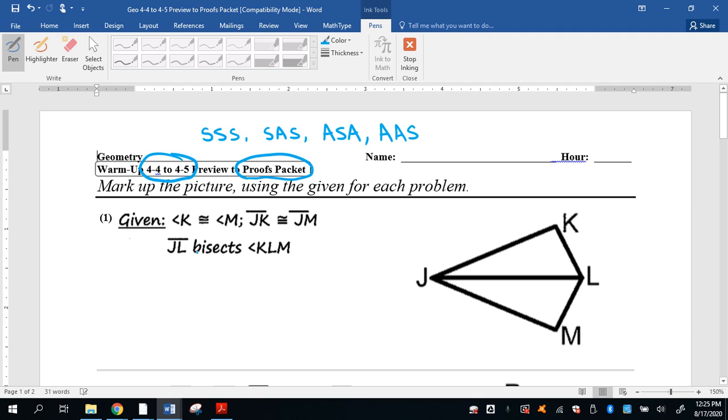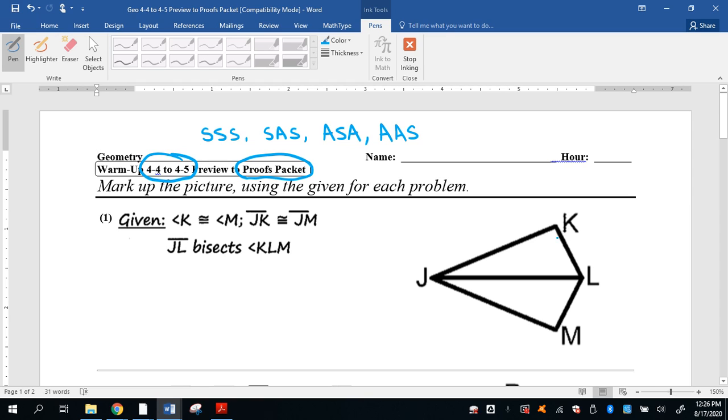So we are just going to be marking up the pictures with the given and then coming up with a conclusion of which one that would be. Then you'll formally go through the proofs packet and work a bunch of proofs to get practice. Let's look at number 1.